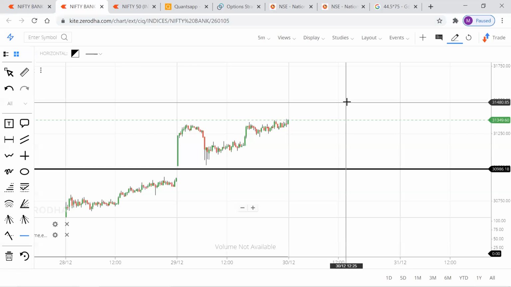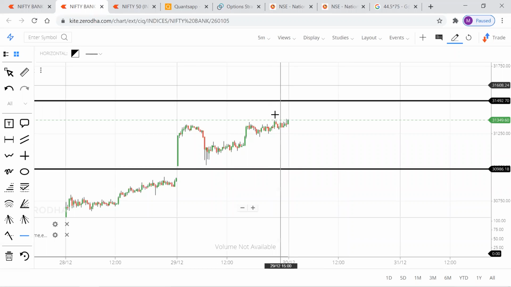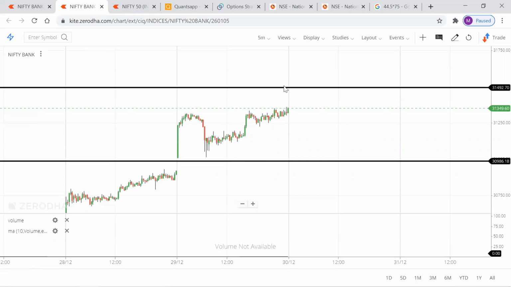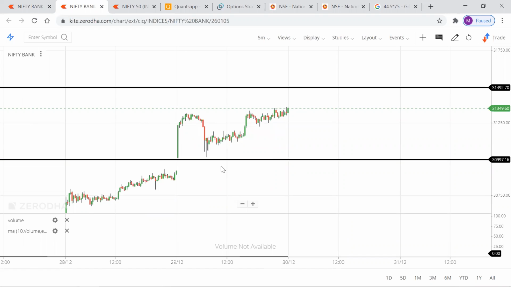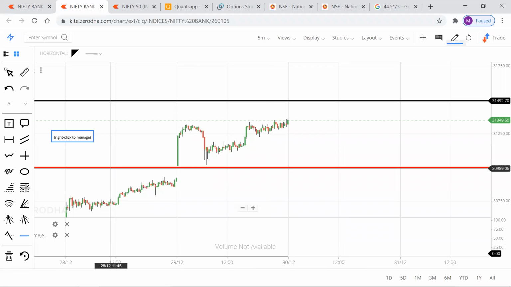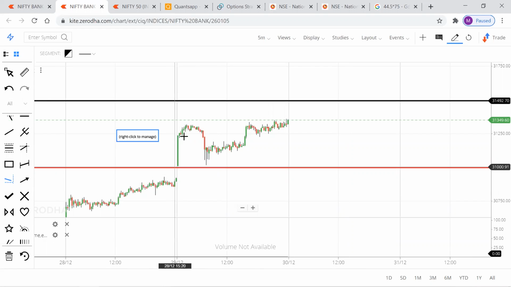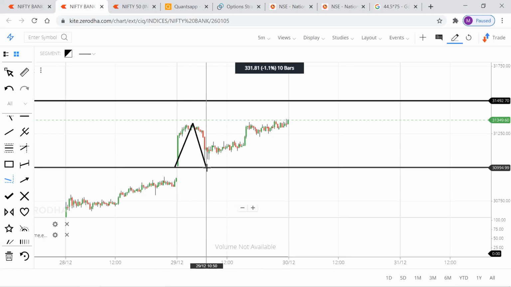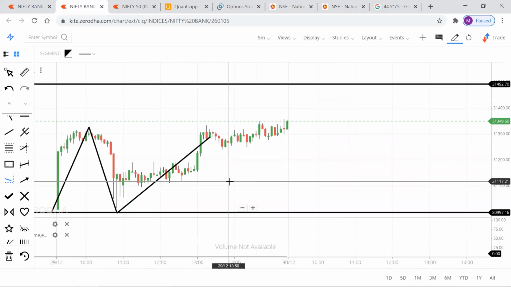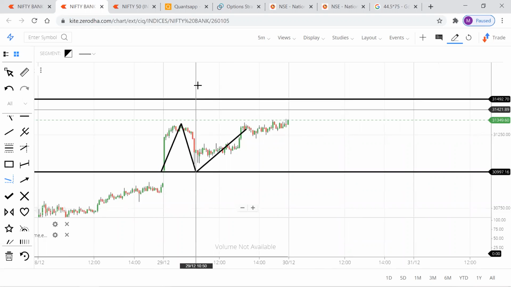So this 31,500 can act as resistance area, and 31,000 can act as support area. See, seriously, it worked. Look at this. Market opened here, went up, took support, went up. Okay, so that's how you can draw support and resistance using option data as well.